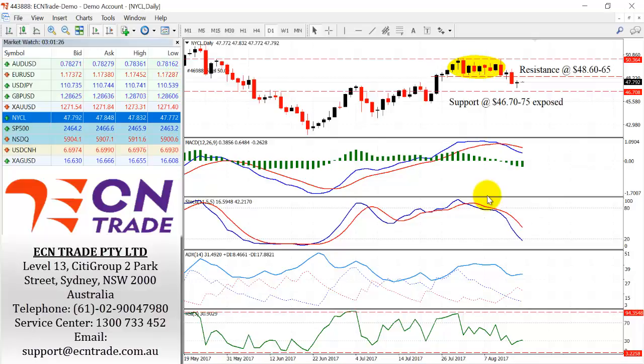And wrapping up with oil, the market is still bearish. I'm still looking down towards $46.70 as a potential target and reassess from there. Any advances should find good supply from 48.60, 65 and firmer above at 49.60.